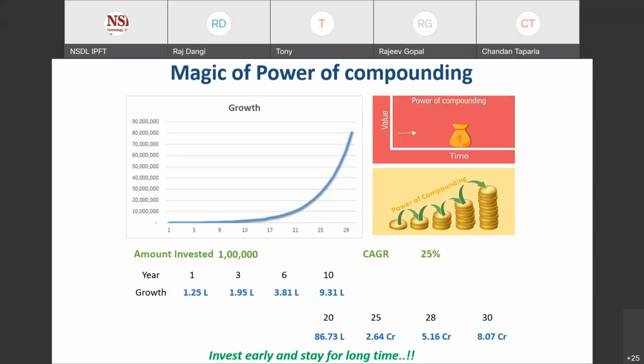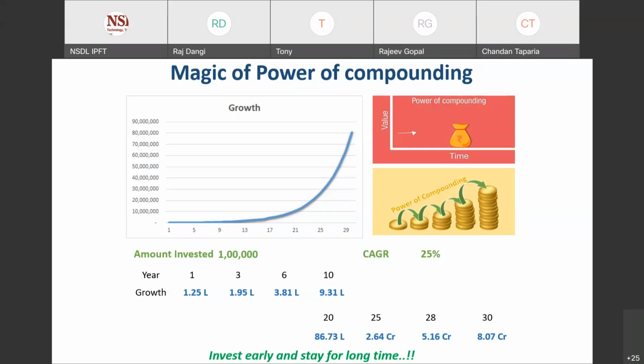In 20 years, that will be near to 86 lakh rupees. In 30 years, if you are investing 1 lakh rupees, and every year you are getting 25% return, in 30 years that will be nearly 8 crore rupees. If I ask you what is your goal, people might say, I'm looking for 10 crore, 20 crore, 50 crore, 100 crores. What you need to do is start investing early and consistently.